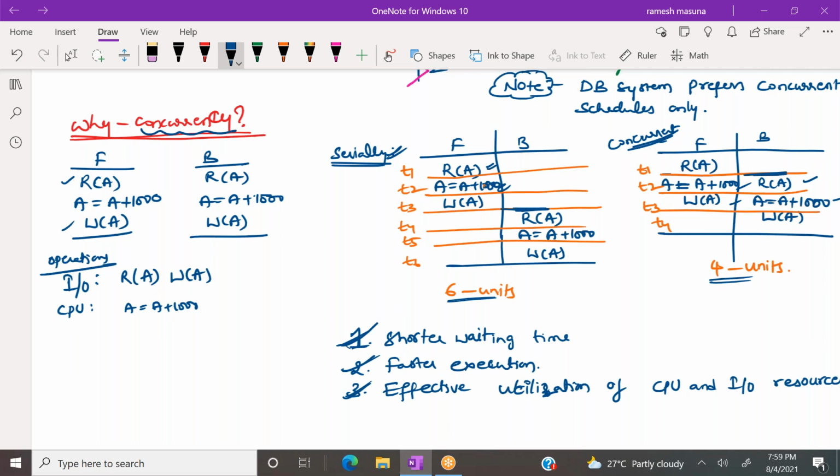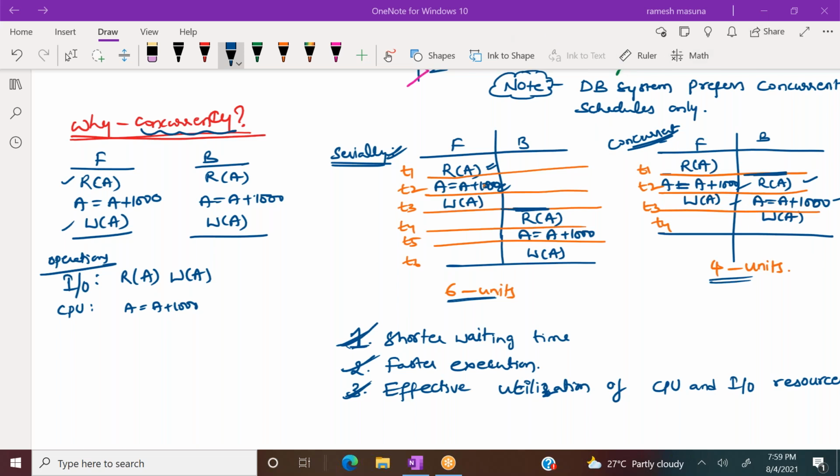Any doubts? Clear. Naga Karthik Pedisetti. Okay. Vamshi asks, sir, which schedule performs more efficiently? Concurrent schedules perform more efficiently. We will discuss that point also, Vamshi. Okay, right.